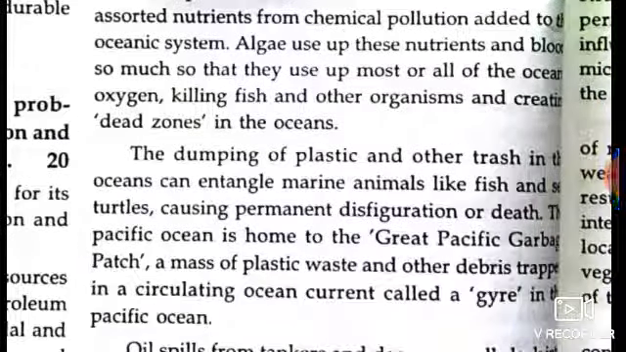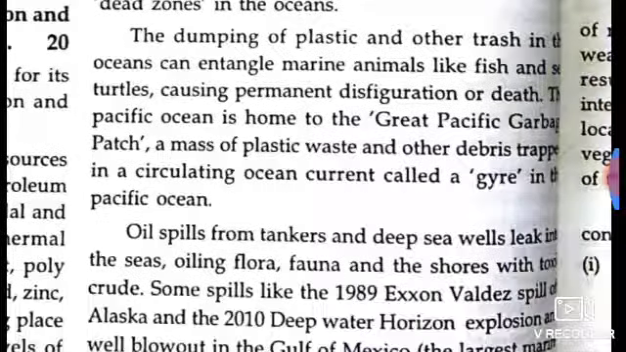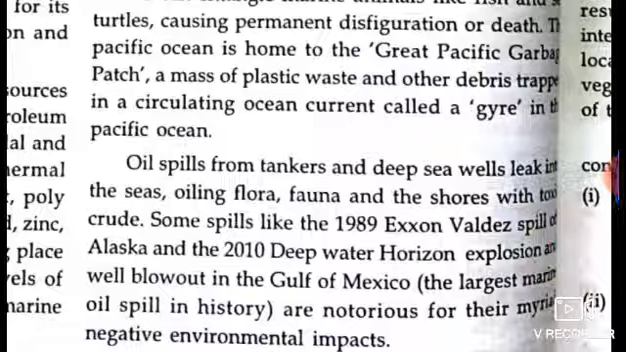The dumping of plastics and other trash in the oceans can entangle marine animals like fish and sea turtles, causing permanent disfiguration or death. The Pacific Ocean is home to the Great Pacific Garbage Patch, a mass of plastic waste and other debris trapped in a circulating ocean current called a gyre.